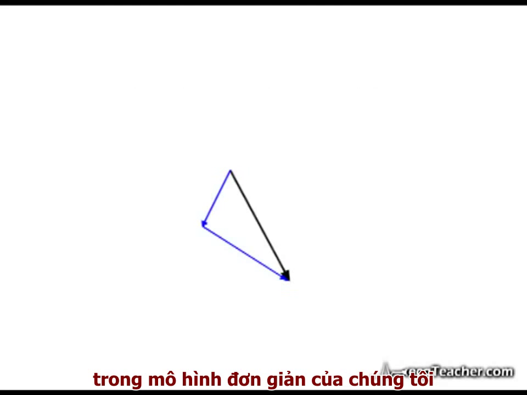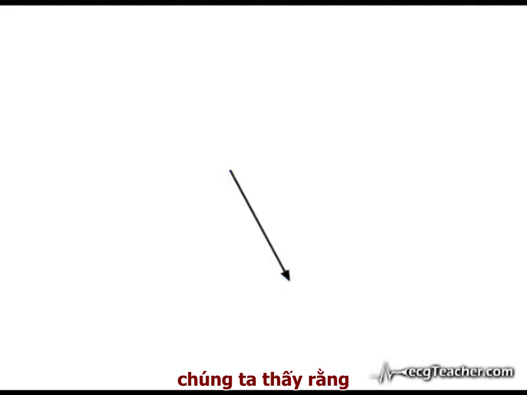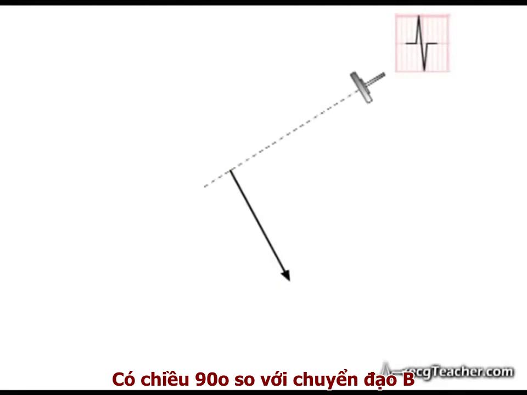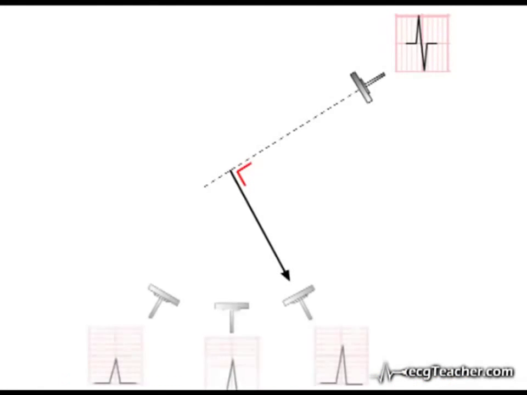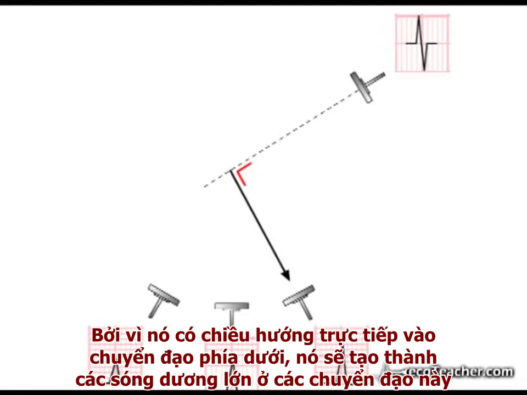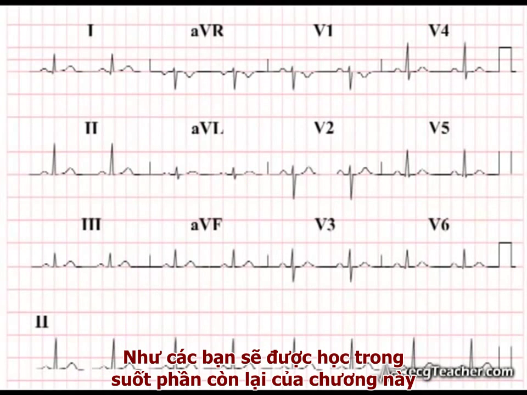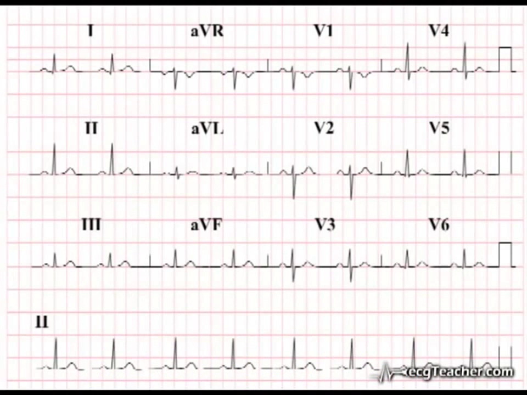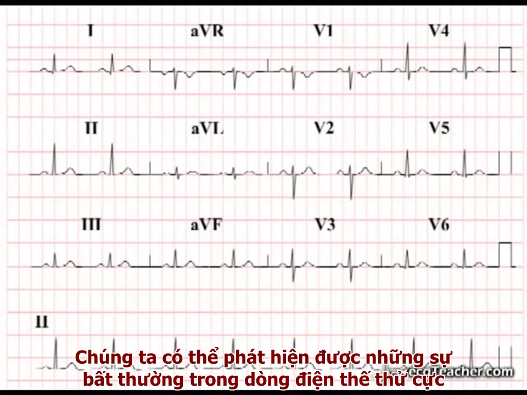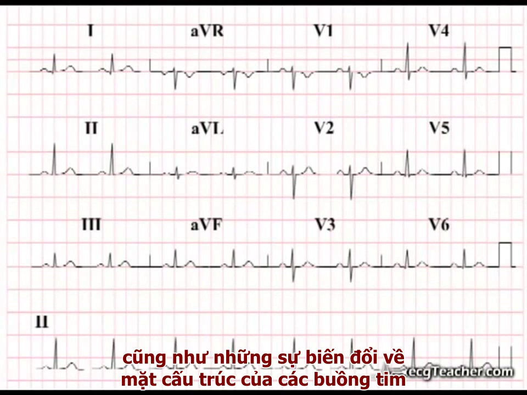In our simple model, when we use this technique to add the two vectors together, we note that the total vector generated is traveling at 90 degrees relative to the isoelectric lead, and therefore has no magnitude in its direction, while it is traveling well within 90 degrees of the strongly positive leads. As we'll see throughout the rest of this section, by applying these simple principles to ECG analysis, we can detect alterations in the pattern of flow of depolarization in the ventricles and changes in the structure of the cardiac chambers.